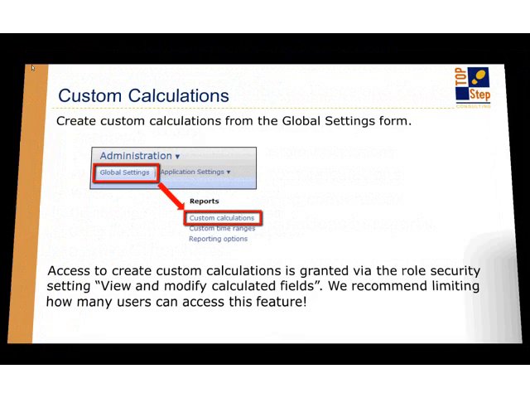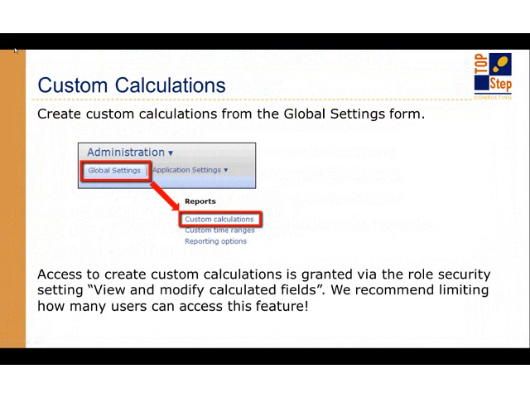So, how to create custom calculations in the system. They're available under Global Settings and just under the Reports module for custom calculations. There's a role setting that you must have in order to be able to set these up, and it's View and Modify Calculated Fields. We do recommend limiting how many people have access to this setting because otherwise you end up proliferating them and ending up with duplicates, and you lose some control around how they get used.